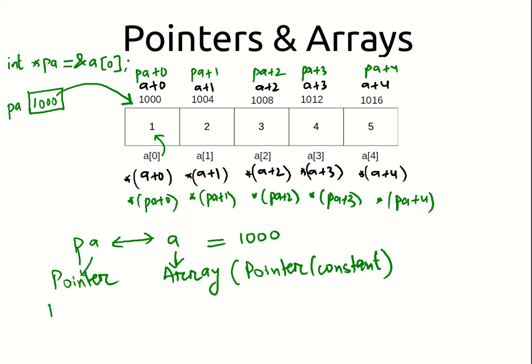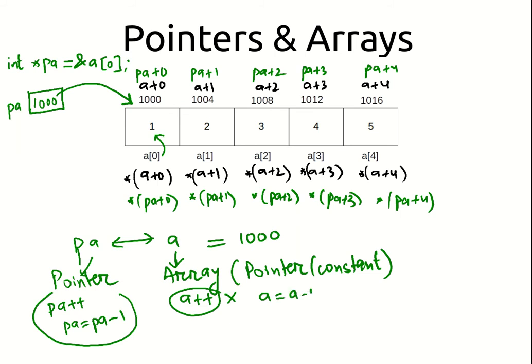So I can perform any sort of increment operators on pointers. I can do PA plus plus, I can do PA is equals to PA minus 1. I can do all these operations on pointer variable. But remember, I cannot do A plus plus. This is not allowed. I cannot do A equals to A minus 1.